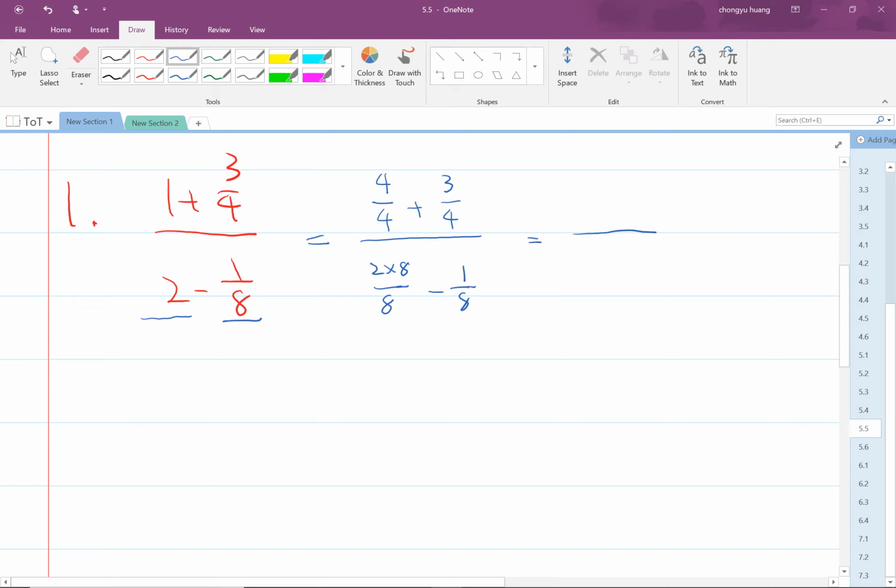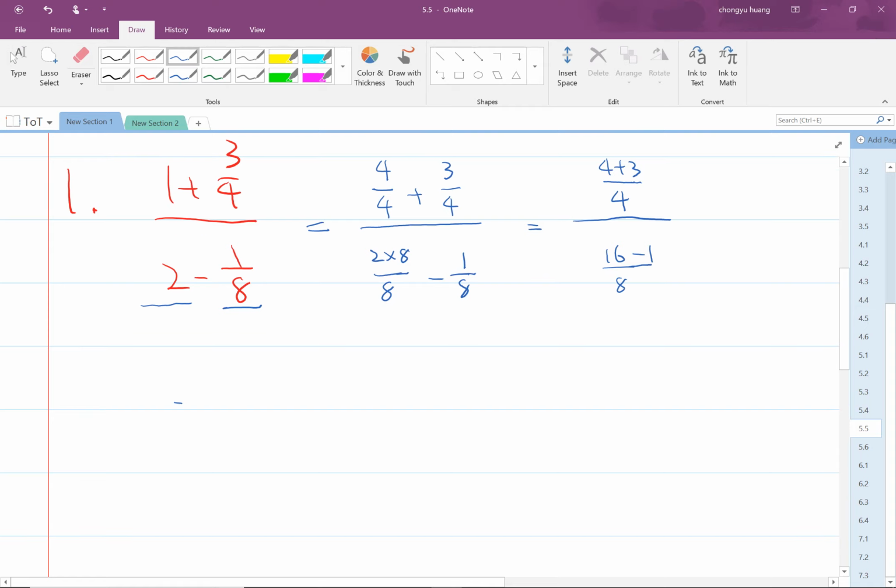So now we are ready to do those additions and subtractions since we have the same denominator, right? So on the numerator we have 4 plus 3, right, over 4, and on the denominator we have 2 multiplied by 8, which is 16, and 16 minus 1. Okay.